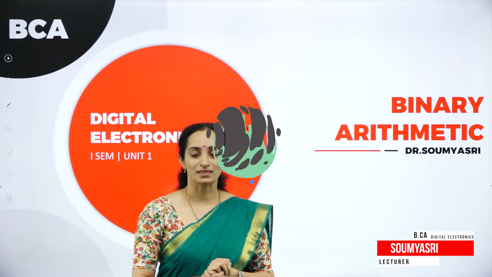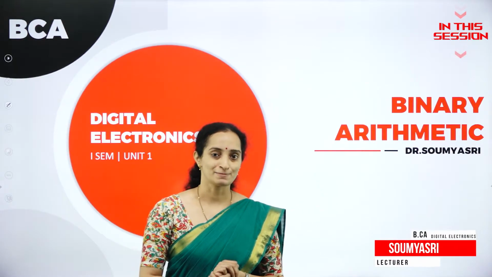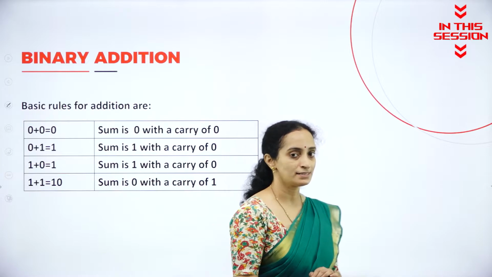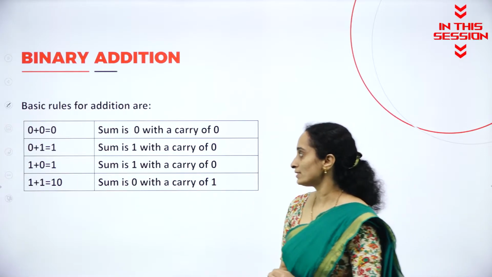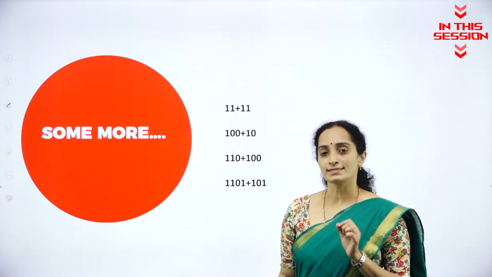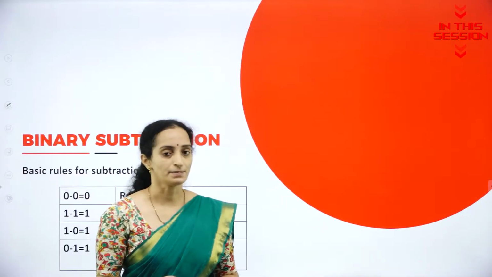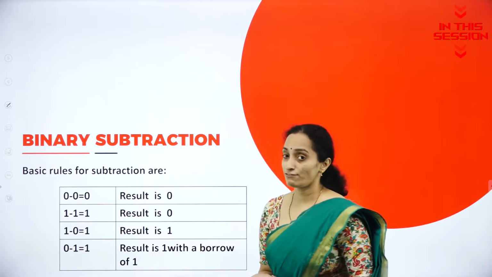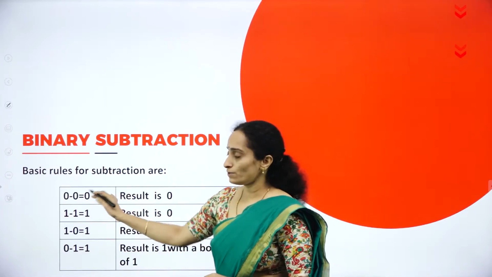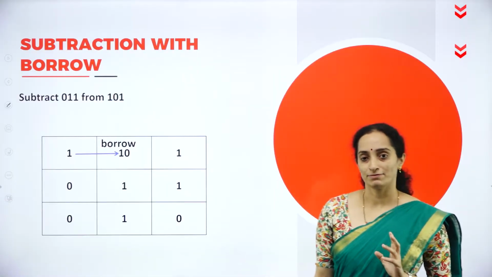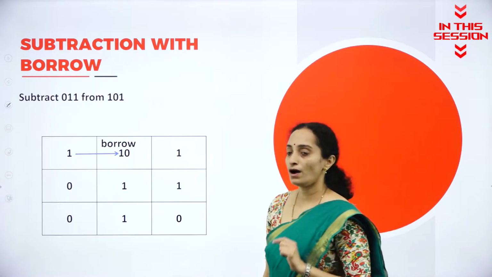How to perform these arithmetic operations. For adding binary numbers, we have 4 general rules. We will look at the last example, that is 1101. So in subtraction operation, again we have the rules. 0 minus 0, subtraction with a borrow. If you have a borrow, how can you subtract?